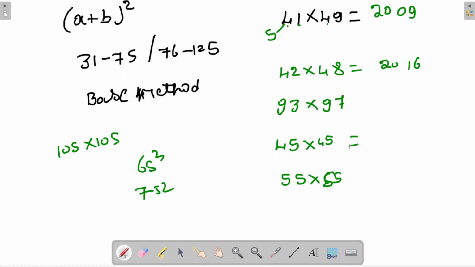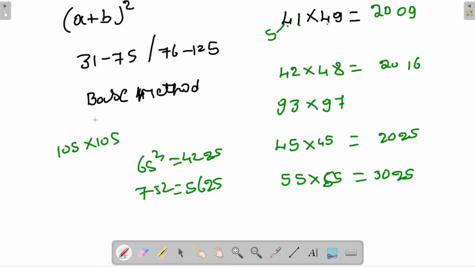For example, 45 square: 5 5s are 25, 4 next number 5, 4 5s are 20. 55 square: 5 5s are 25, 5 next number 6, 5 6s are 30. 65 square: 5 5s are 25, 6 next number 7, 6 7s are 42. 75 square: 5 5s are 25, 7 next number 8, 7 8s are 56.